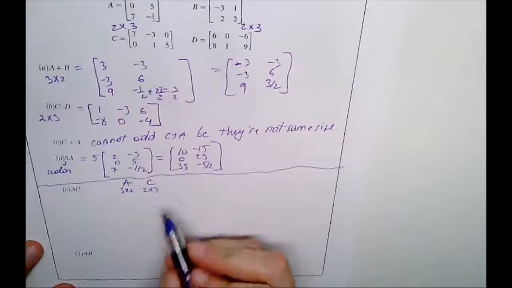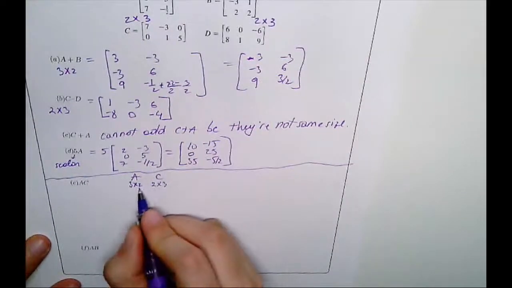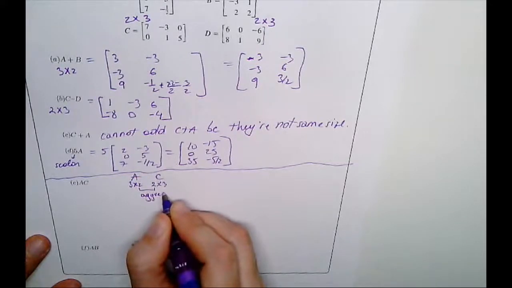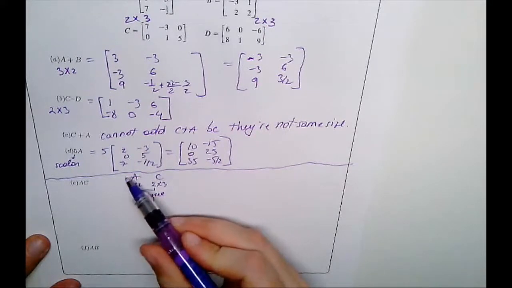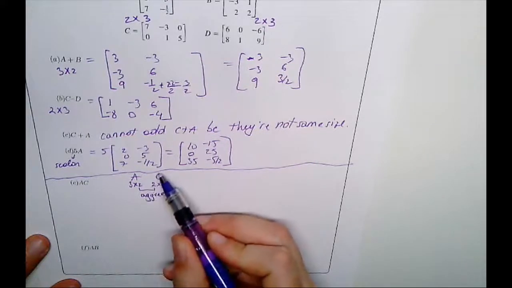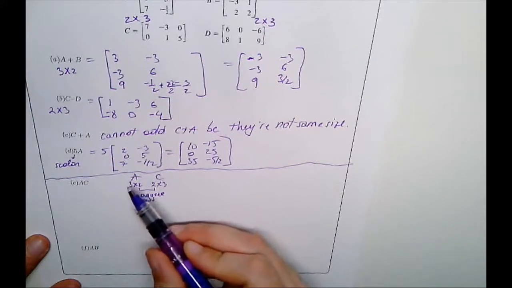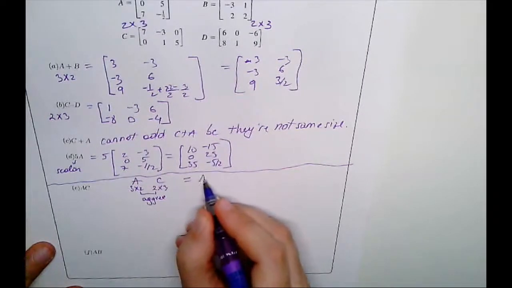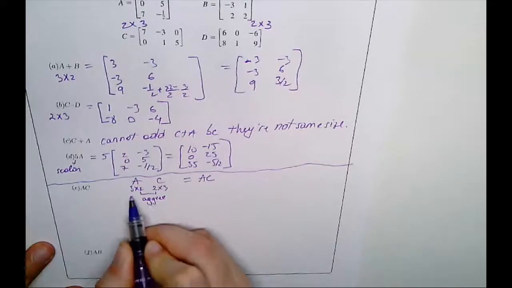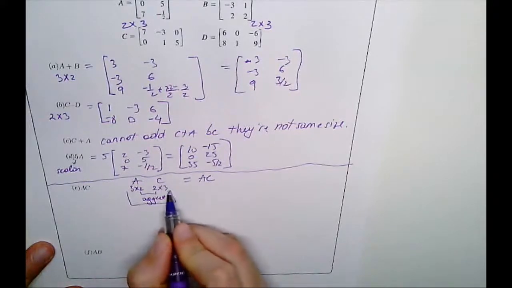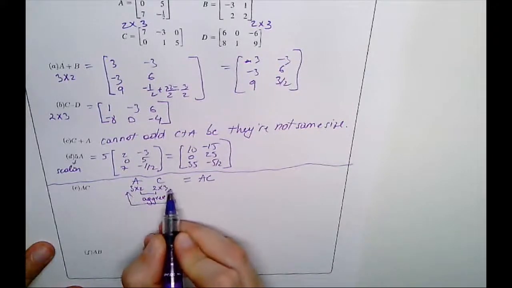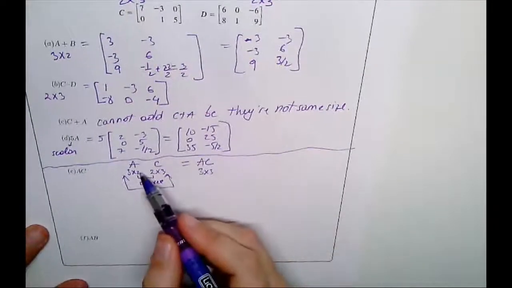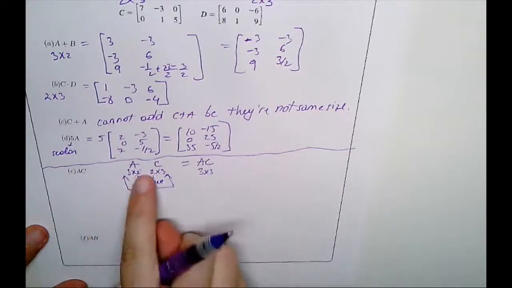Okay, so we can only multiply matrices if these two numbers agree, meaning the number of columns of the first matrix equals the number of rows of the second matrix. If these two numbers agree, I can multiply them, and the result is going to be a 3 by 3. It's like these two cancel, so you'll have 3 by 3.